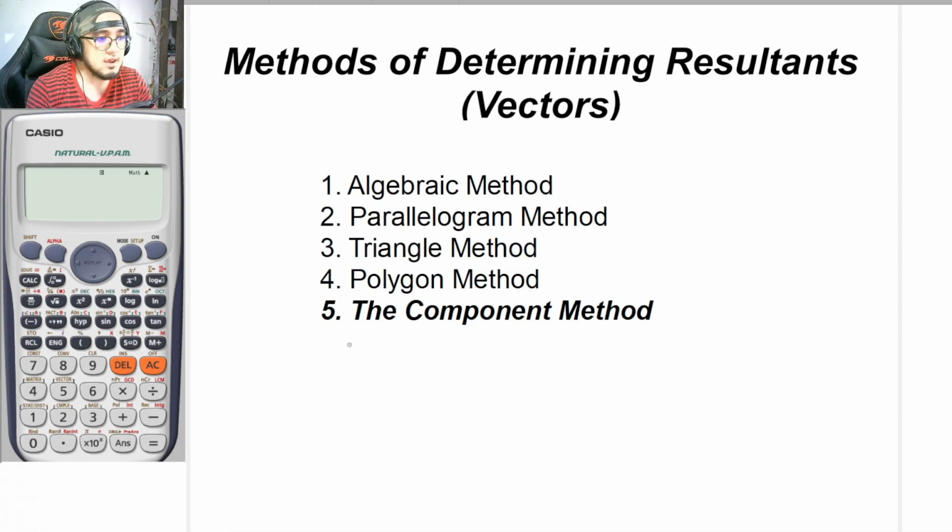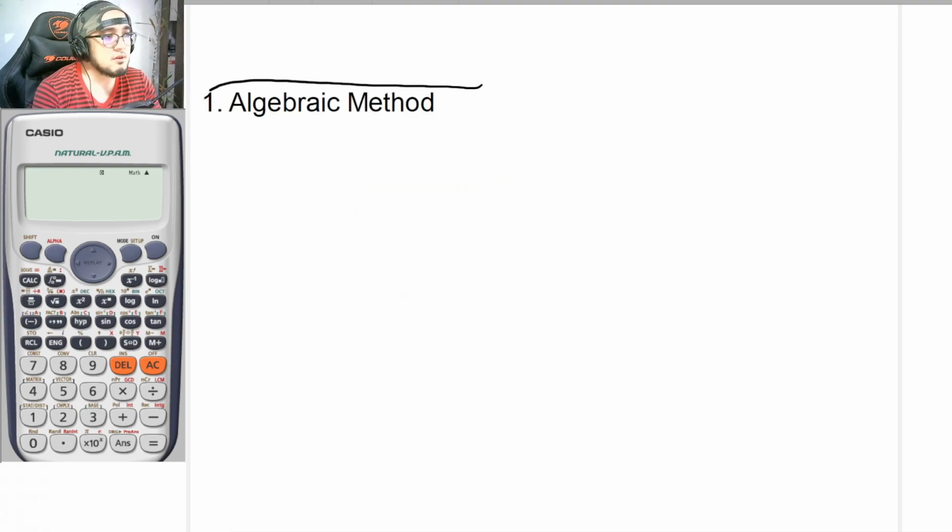As you can see, we have an emphasis on the component method, and that is because I want you to focus on the component method, because you would be making use of this method up until you graduate engineering. Anyway, let us go from method to method. Let us go here first. For your algebraic method, you can only make use of this method if your vectors are collinear.